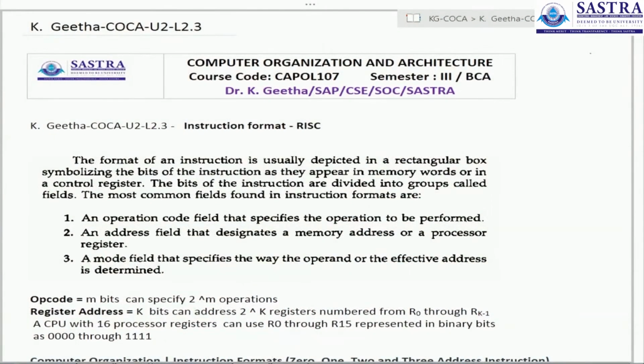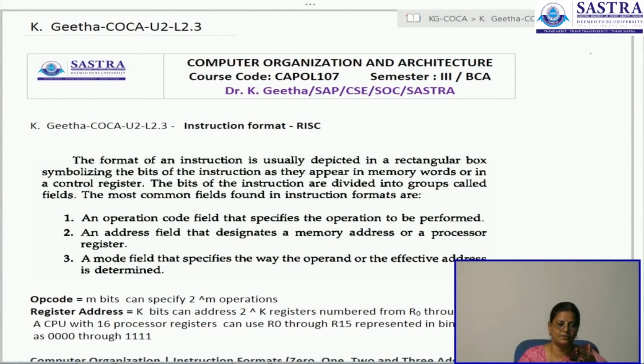In this session we will discuss the instruction format. As we all know, when we write a high level language program, it is translated into machine code, and for translation it needs the instruction format. The instruction set architecture plays a major role in the computer to translate the high level language code into machine code. So for that we have to understand what is the format of the instruction to be followed.